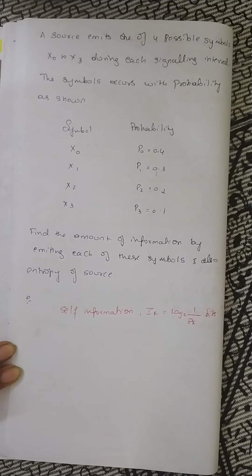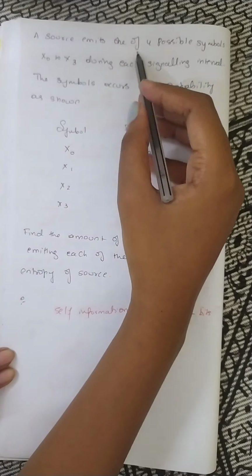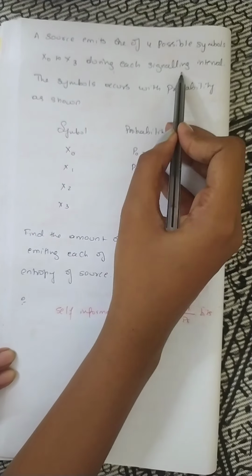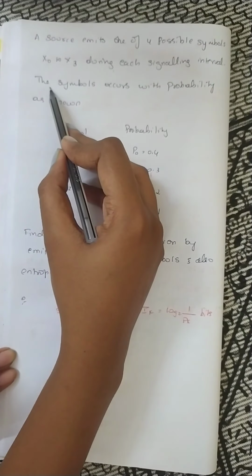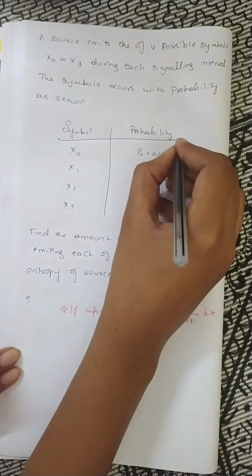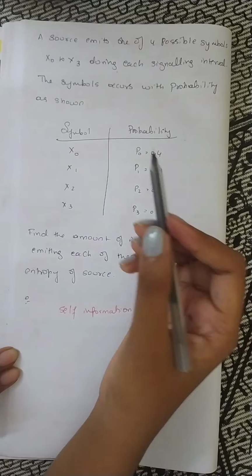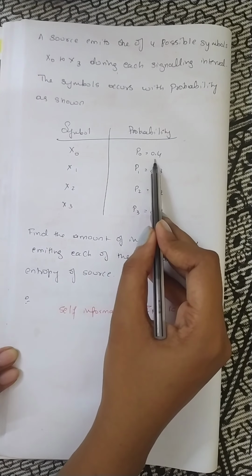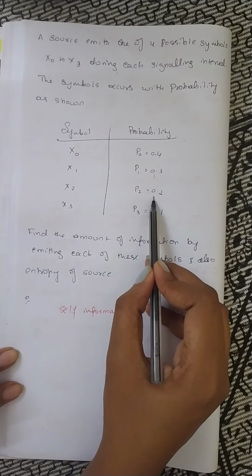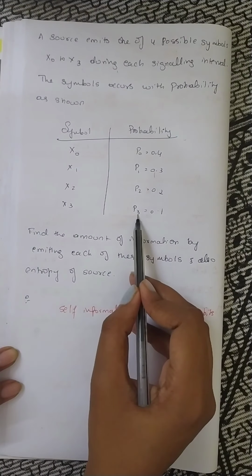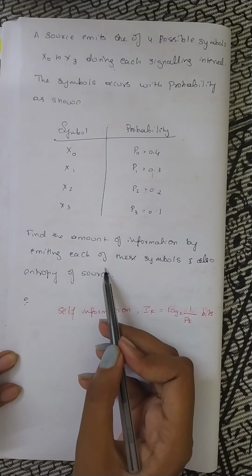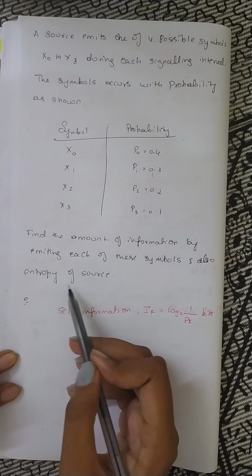Okay. So the next question is, a source emits one of 4 possible symbols x0 to x3 during each signaling interval. The symbols occur with probability as shown. So this is your table, symbol as well as probability is given. For x0, p0 is equal to 0.4, x1 probability is 0.3, for x2 it is 0.2, and x3 has probability 0.1. Find the amount of information by emitting each of these symbols and also the entropy of the source.